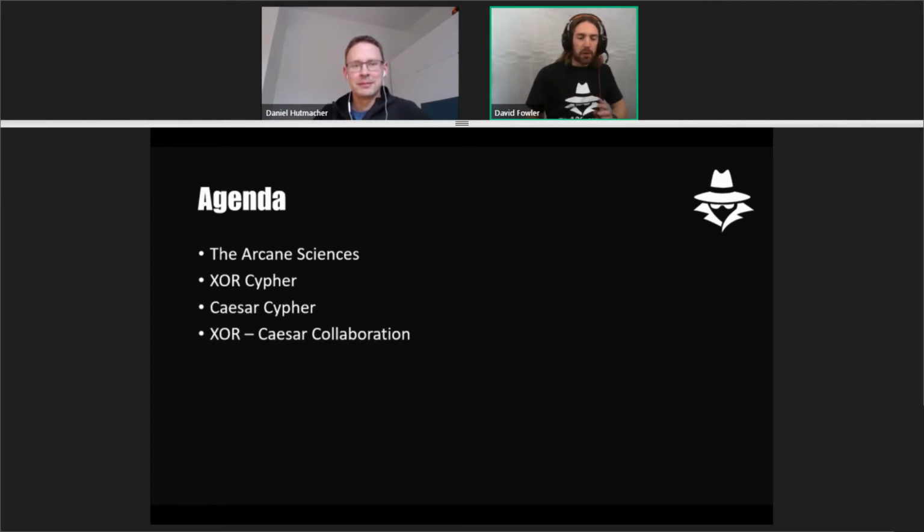So the agenda for the next hour. We're going to start off with a little section that I've called the arcane sciences. This is just a few fundamentals that we're going to need to get our heads around before we can start looking at encryption itself. We then have our first algorithm, our first cipher, which is the XOR cipher. We're going to have a look at the Caesar cipher. We've got something that I've called the Caesar XOR collaboration, a little section called Pimp My Cipher, and we're going to finally finish up with what I've called shifting the key.